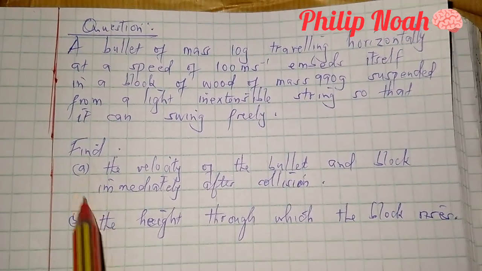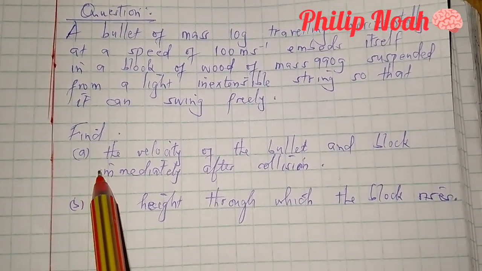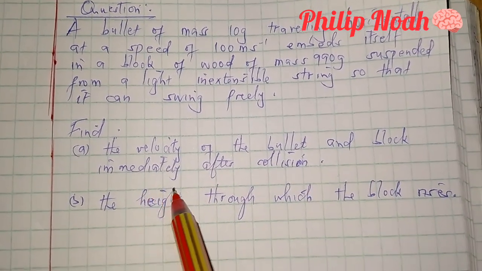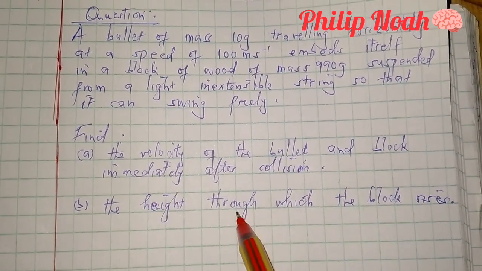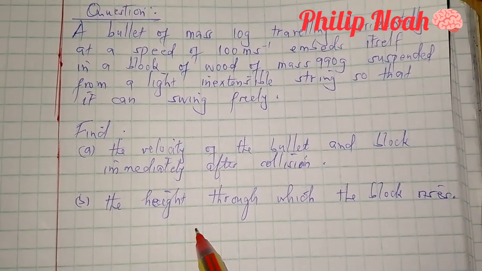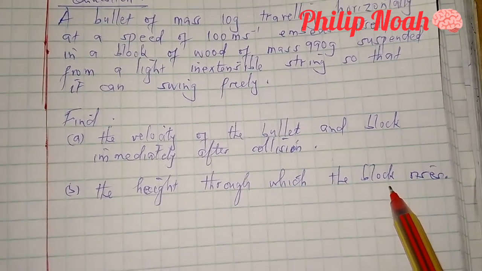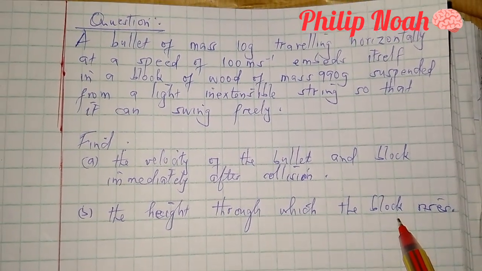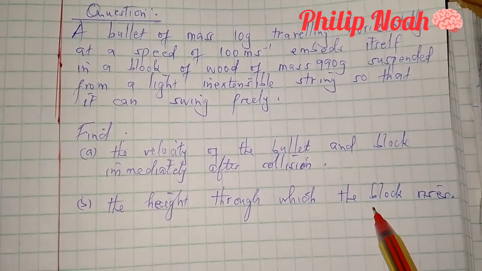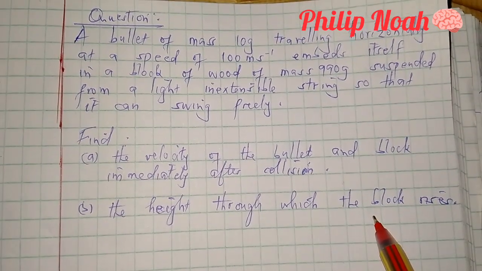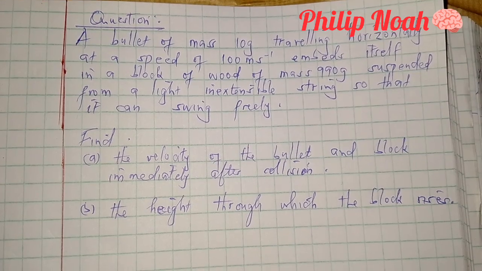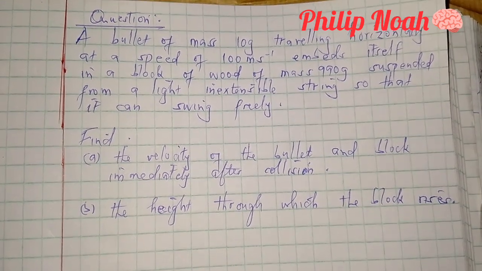We have two questions here: A, the velocity of the bullet and block immediately after collision. Then B, the height through which the block rises. So the first step is to ask yourself, is this an elastic collision or an inelastic collision? That's the first thing you have to ask yourself.